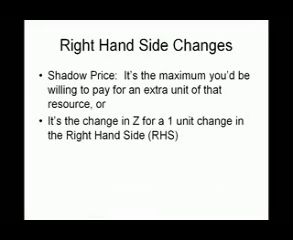Now let's talk about changes to the right-hand side. The shadow price is defined as the maximum you'd be willing to pay for an extra unit of that resource, or it's a change in z for 1 unit change in the right-hand side.